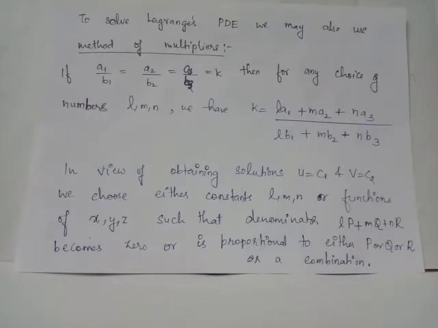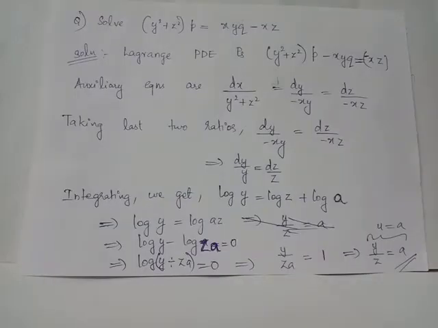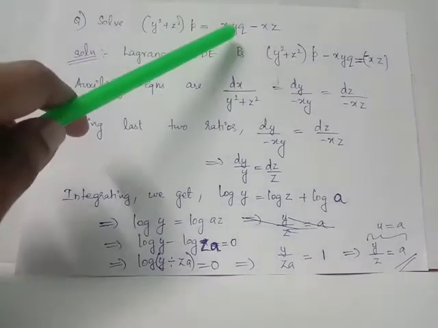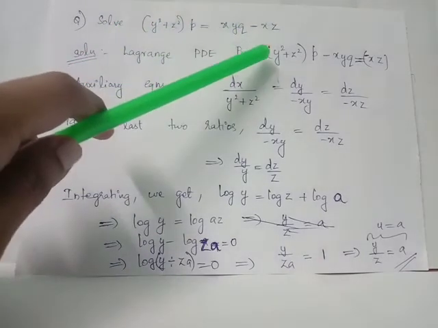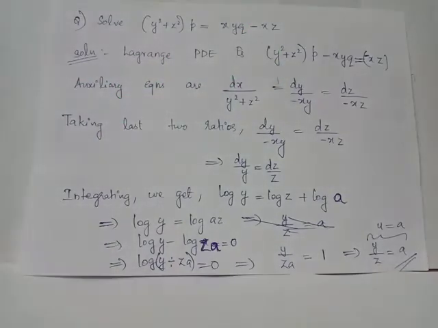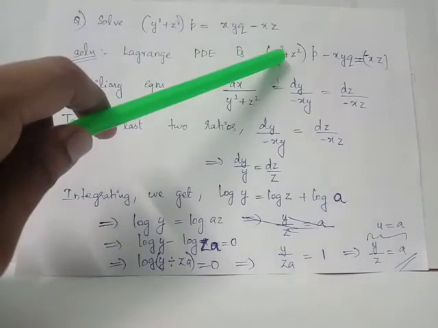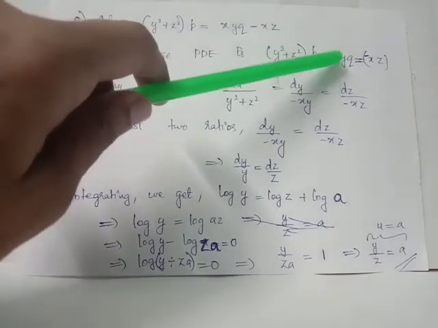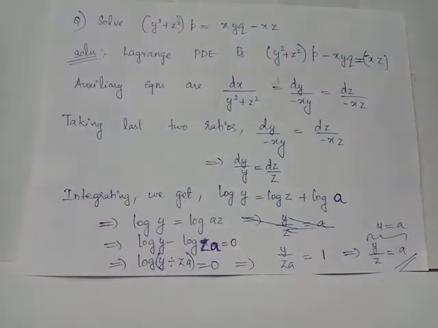Let's look at an example. Solve (y square plus z square) p equals xyq minus xz. We identify that this is of the format of Lagrange's partial differential equation. This can be written in the format Pp plus Qq equals R. So we bring this xyq to the LHS so that it becomes Pp plus Qq format, and minus xz is written in the RHS itself. So we could identify the functions P, Q and R. P is y square plus z square, Q is minus xy, and R is minus xz.